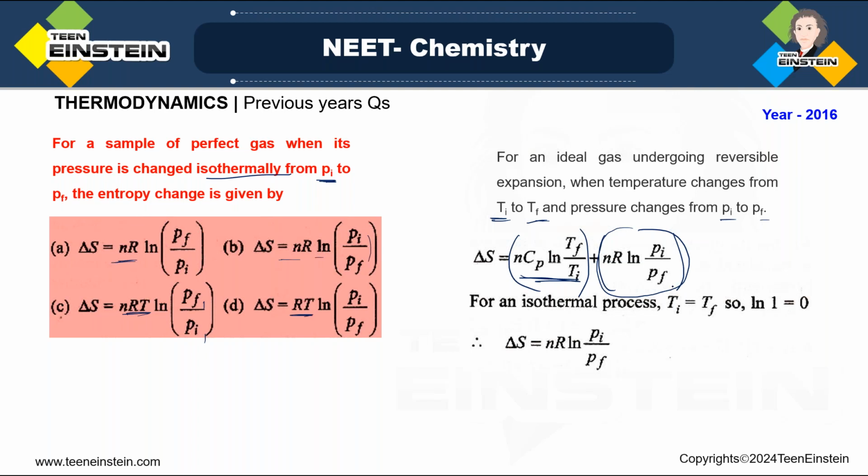So why am I giving this extra information? Because suppose it is not isothermal and Tf, Ti values are also given, Cp values are given, then you can use this formula for entropy change calculation. This is the whole formula, but it is reduced to only nR ln Pi by Pf, and the reason is because it is isothermal. And if you write it as Pf to Pi, this ratio, then there will be a negative sign here. So the correct answer will be the second option, right?